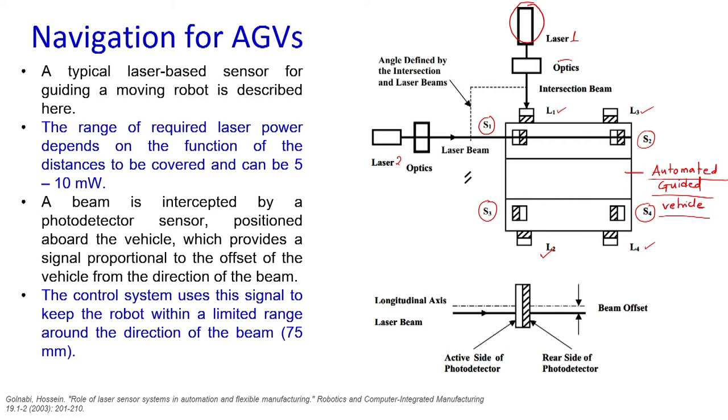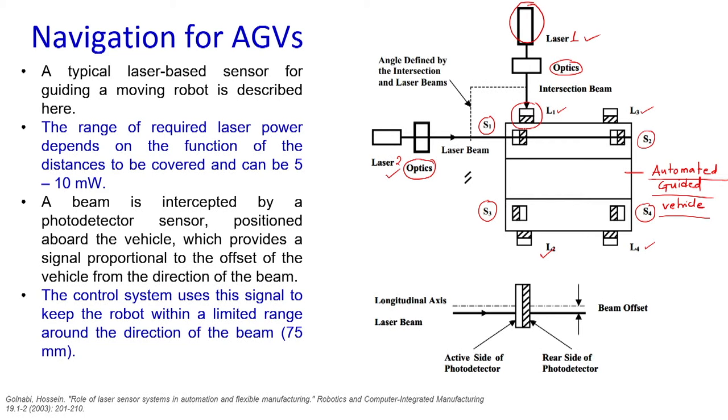Through optics, the laser beam energy is continuously being given from laser 1 as well as laser 2. So this is the optics or the lenses that we are using. When the object is moving, the laser number 1 irradiation will come on the sensor L1, and if the angle of the irradiation on L1 is a right angle, it's fine.